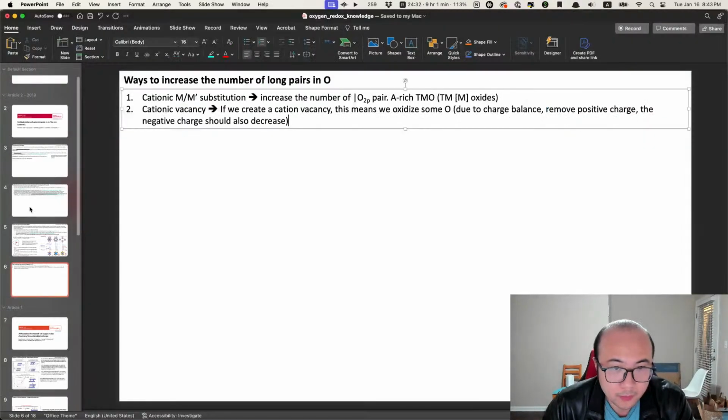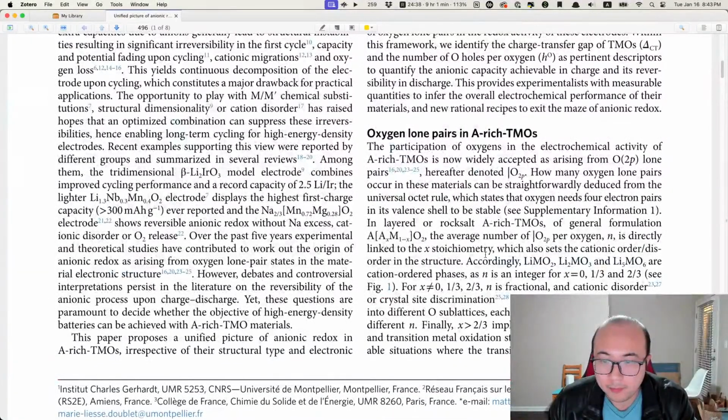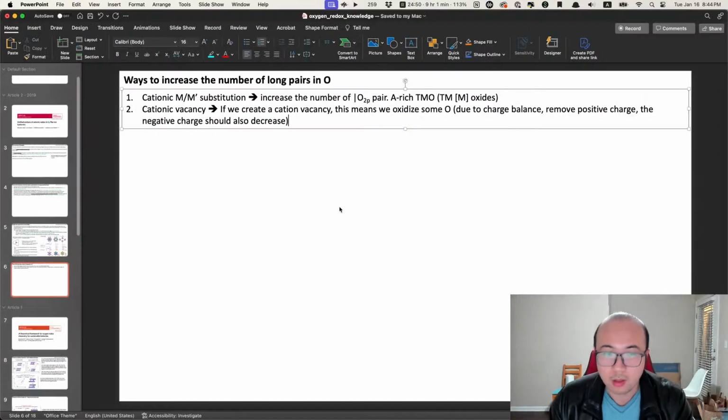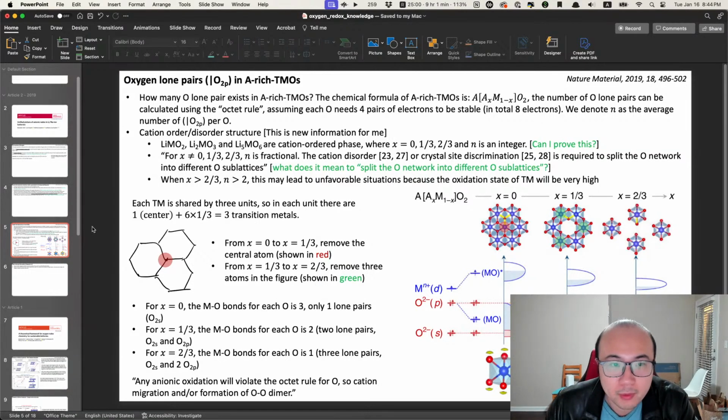Okay, how can it increase N? So what is it? N is the number of lone pairs. All right, let's really understand this. This is important.